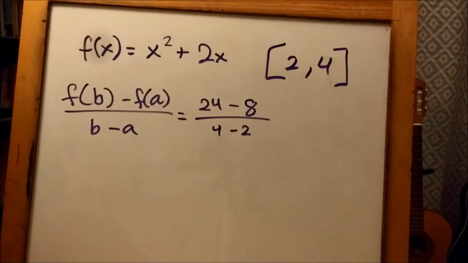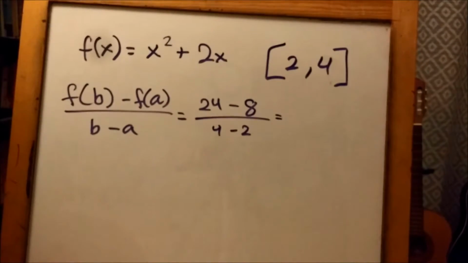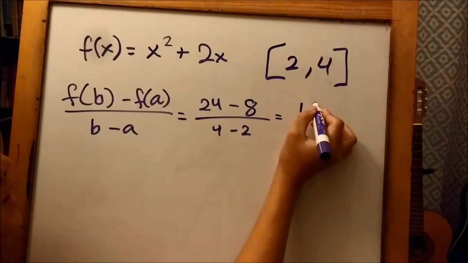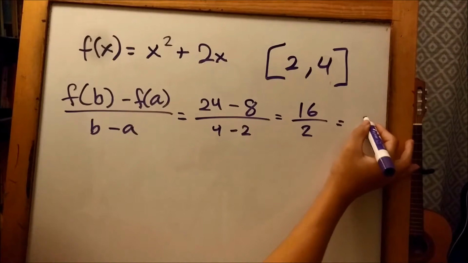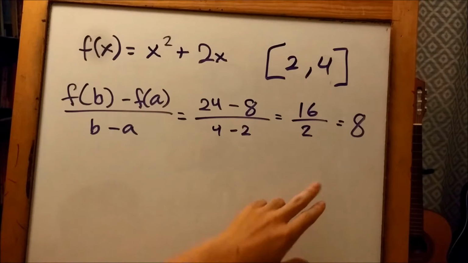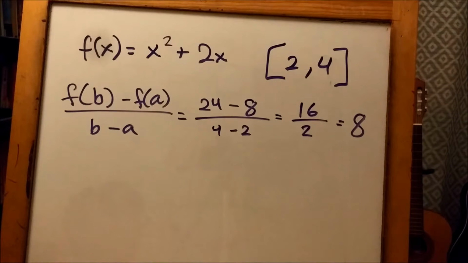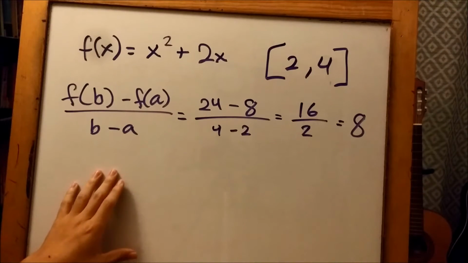So we got all of our numbers here, so we just do the simple math. That will be 16 divided by 2, which would give us 8. So 8, that is our average slope. Now, since we found the average slope, which is 8, we need to go on to the next step, which is to find the derivative of f of x.